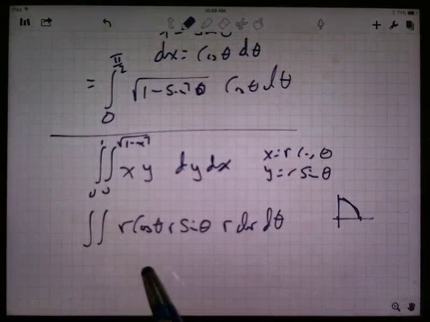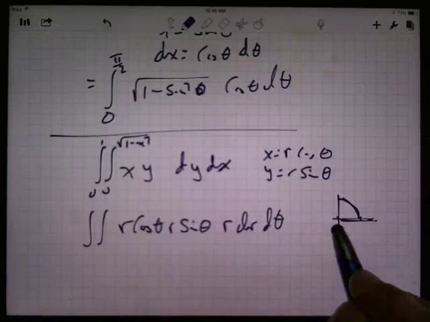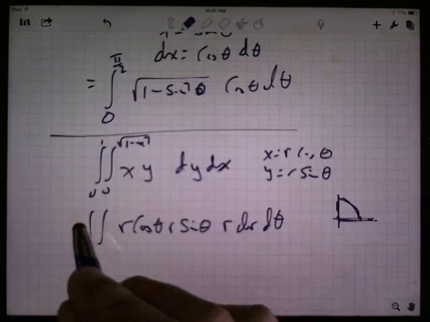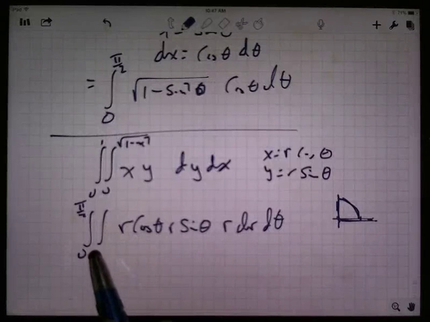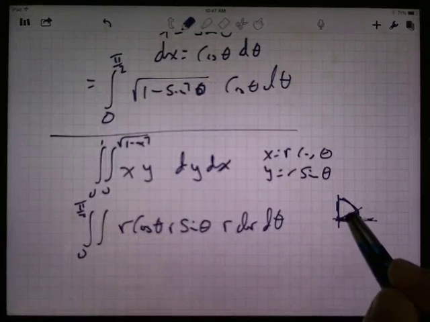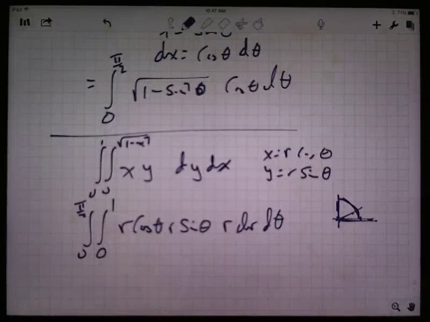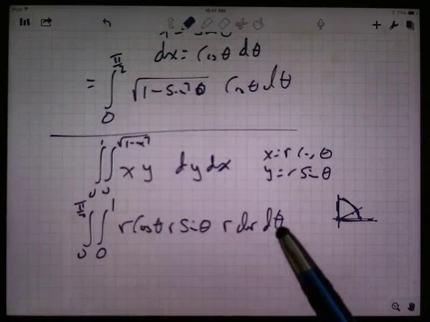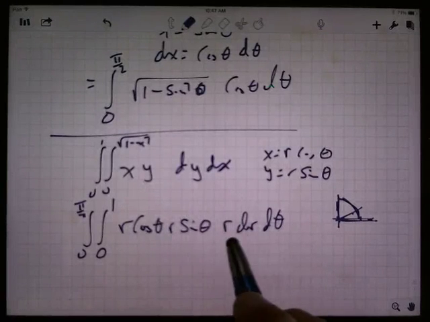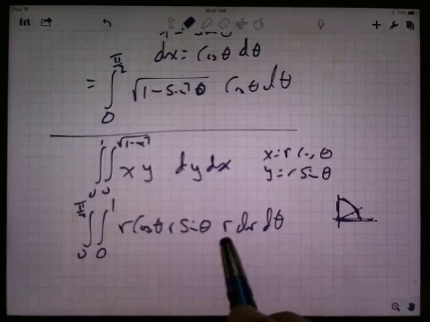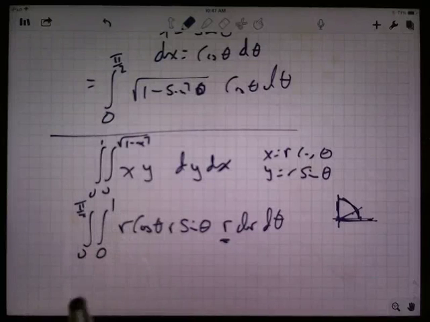So my limits are, let's see, I got theta on the outside. So theta is minimum of 0, maximum of pi over 2, and for each value of theta in between, r goes from 0 out to 1. Okay, so we have to change the function, we have to change the dA, and within that there's this extra factor of r that popped in there, and we have to change the limits of integration.